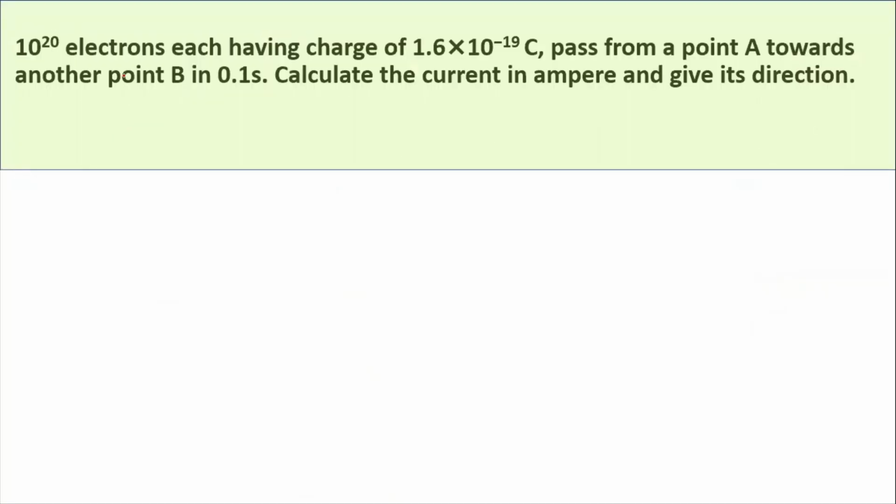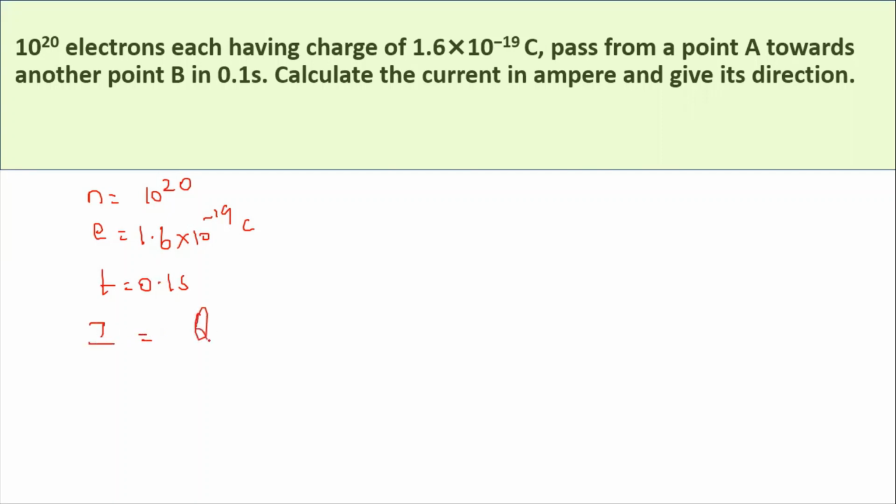10 power 20 electrons, each having a charge of 1.6 into 10 power minus 19 coulomb, pass from a point A towards another point B in 0.1 second. So the number of electrons is given, 10 power 20, the charge of each electron is 1.6 into 10 power minus 19 coulomb, and the time is 0.1 second. You have to calculate the current in ampere and find its direction.